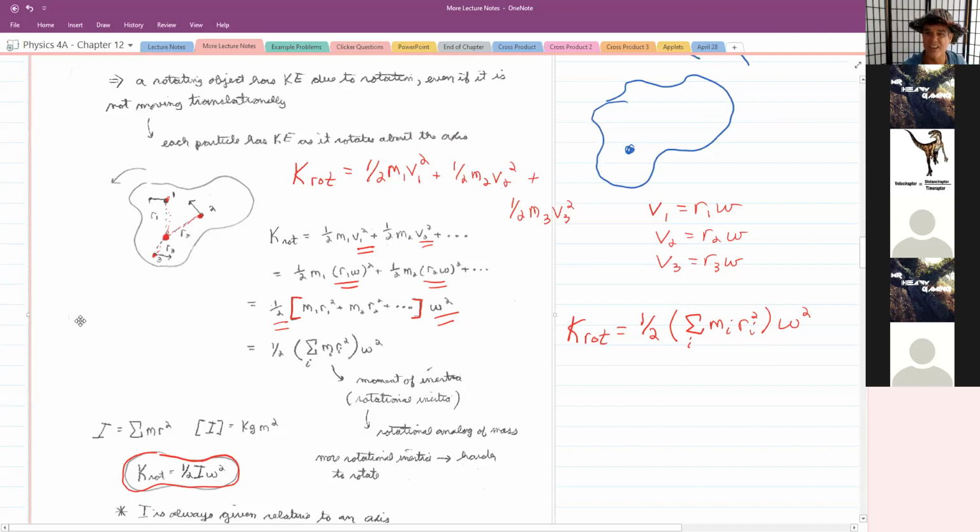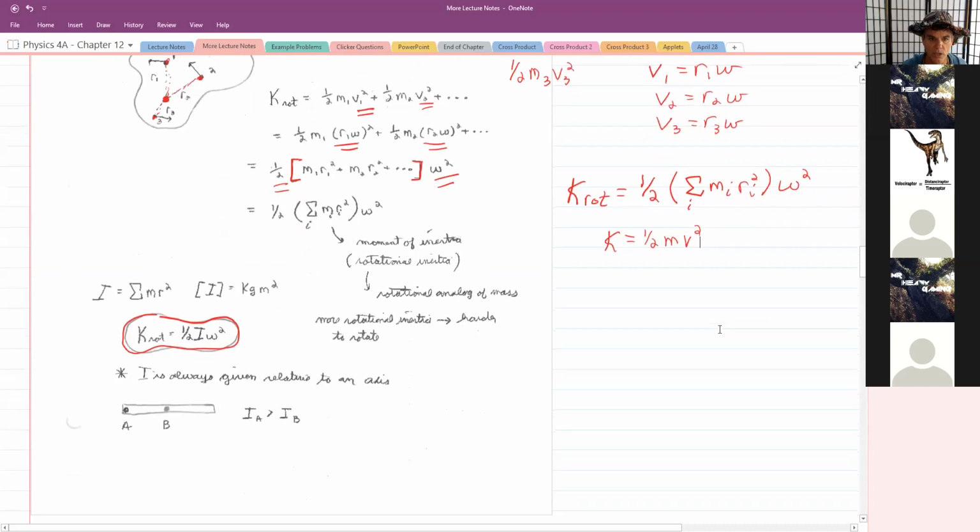Well, this almost looks like my kinetic energy term of 1/2 mv squared. And keep in mind, for every linear equation, we have a corresponding angular equation. Instead of linear speed, I have angular speed. This sum of m r squared must be like some rotational equivalent of mass. And it is, and it's what we call the moment of inertia. So we give it the symbol I. It's called the moment of inertia.